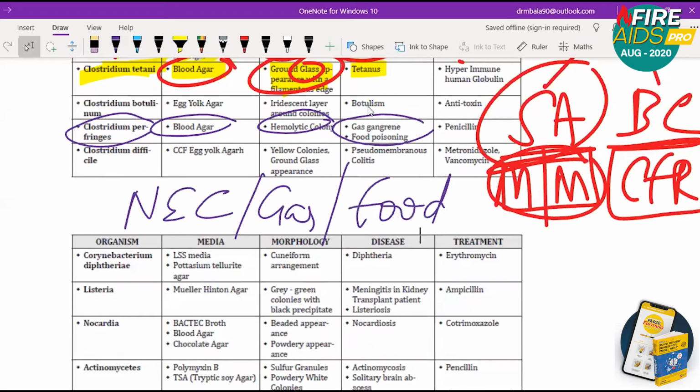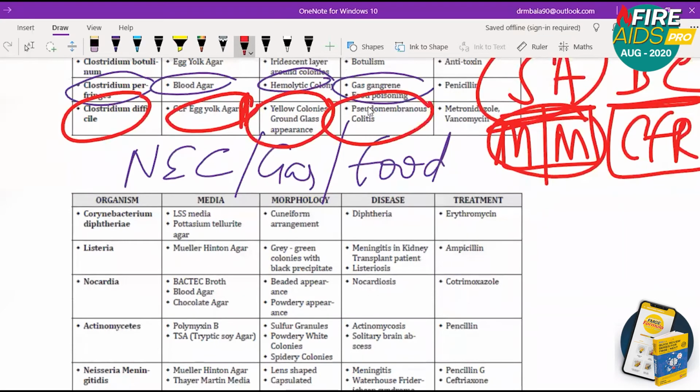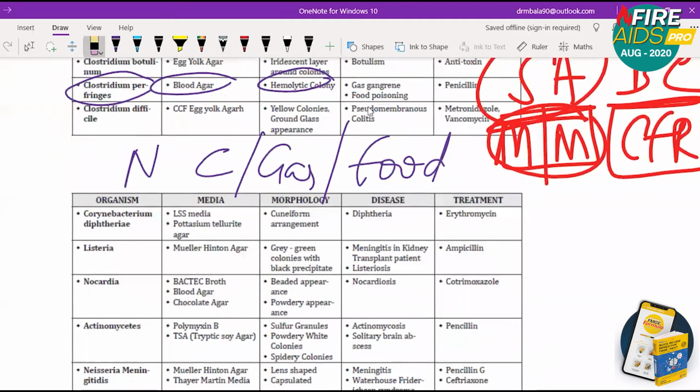Next, Clostridium difficile. CCF egg yolk agar is used. Yellow colonies and ground glass appearance are seen. Pseudomembranous colitis is caused by Clostridium difficile. When it comes to Clostridium difficile, you won't need to know about the colonies. All you need is CCF egg yolk agar and pseudomembranous colitis. Only these two you need to know.